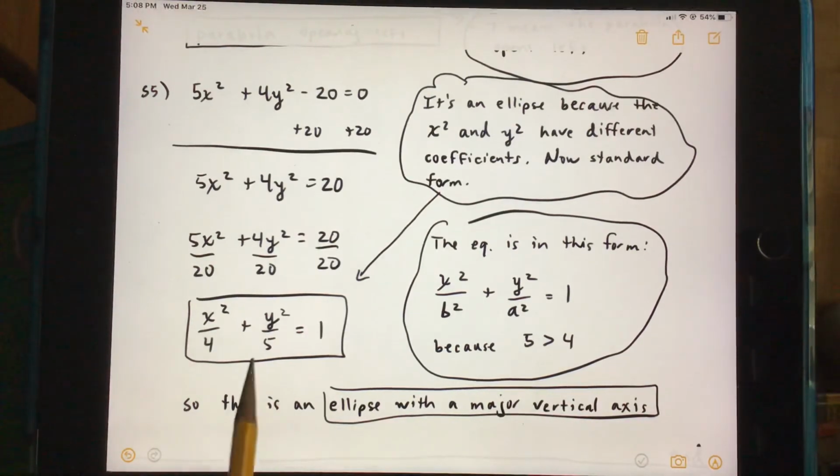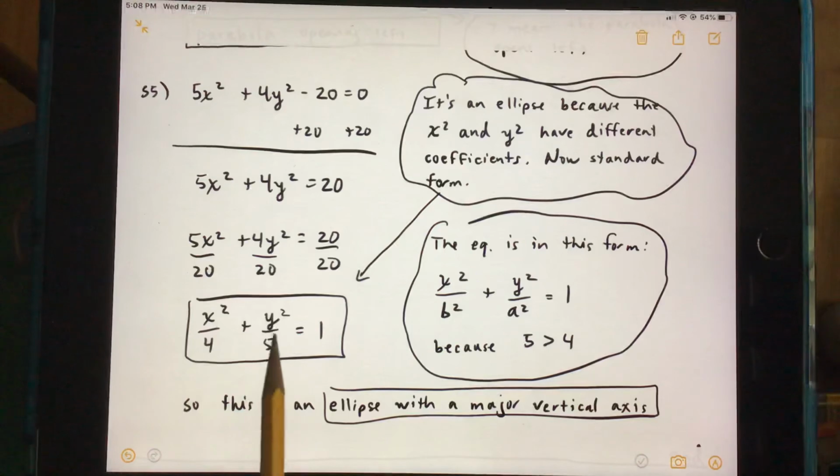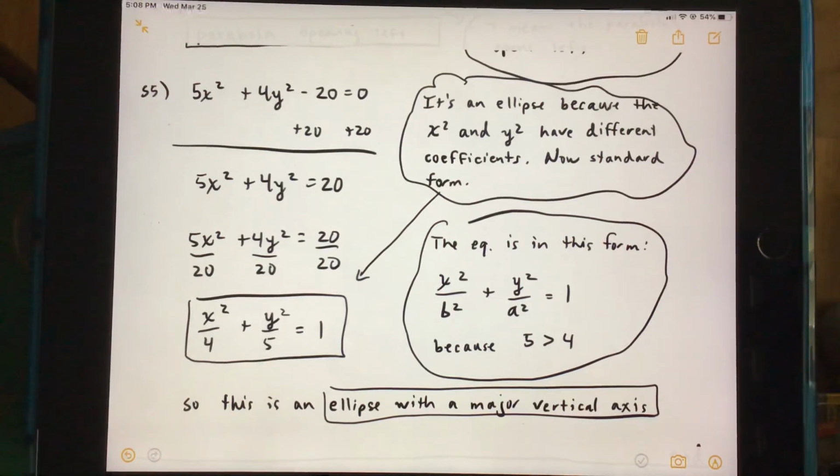So we have our equation in standard form. We know it's an ellipse. And this time we know that the major axis is the vertical axis because our a squared is underneath the y squared. It's the bigger number.